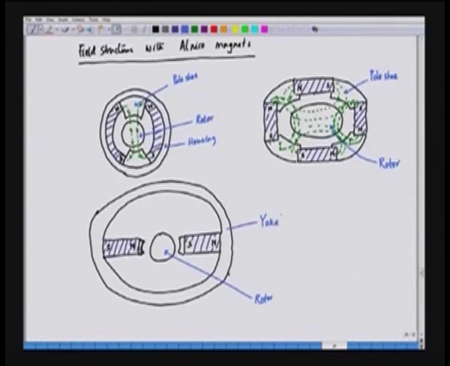The flux lines will pass through the yoke here. So, this starts from the north pole, goes to the south pole, completes the path through the yoke in the following fashion. This is the direction of the flux lines coming out of the north pole and entering the south pole. Similarly, on the other side, we have the flux lines coming out of the north pole and entering the south pole.